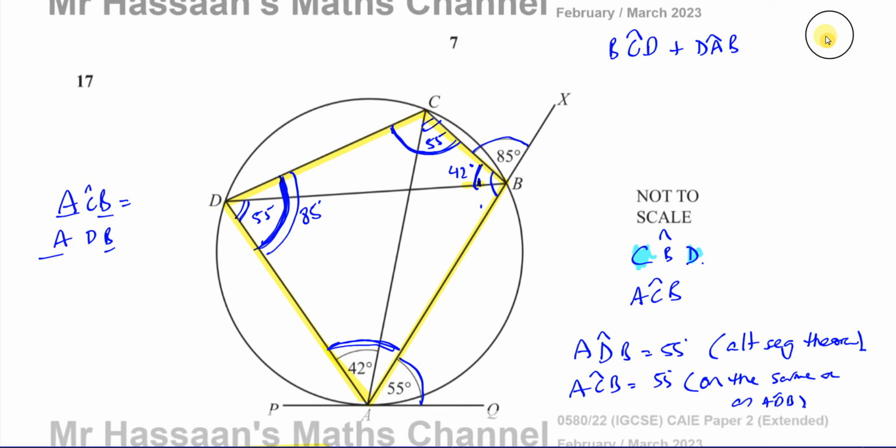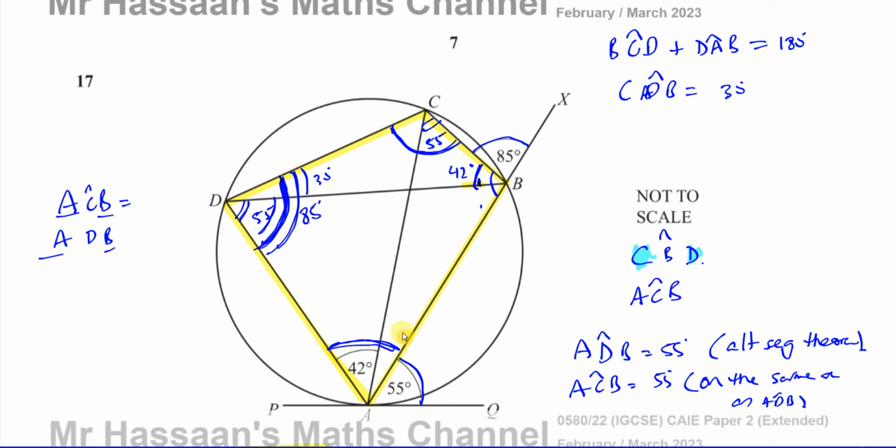Okay, so opposite angles in a cyclic quadrilateral add up to 180 degrees. And I know that this angle here is 30 degrees because this is 85 and this is 55. 85 minus 55 is 30. So we can say the angle CDB is equal to 30 degrees.